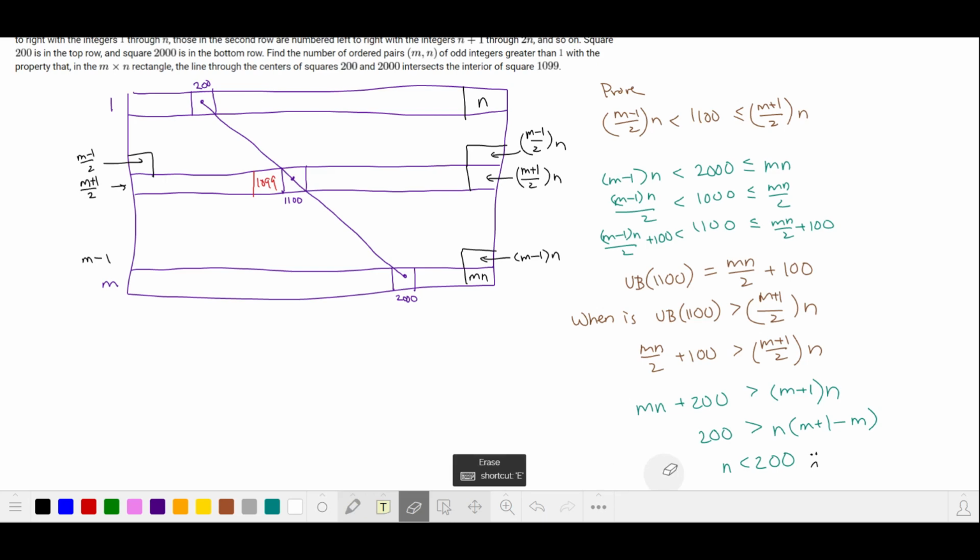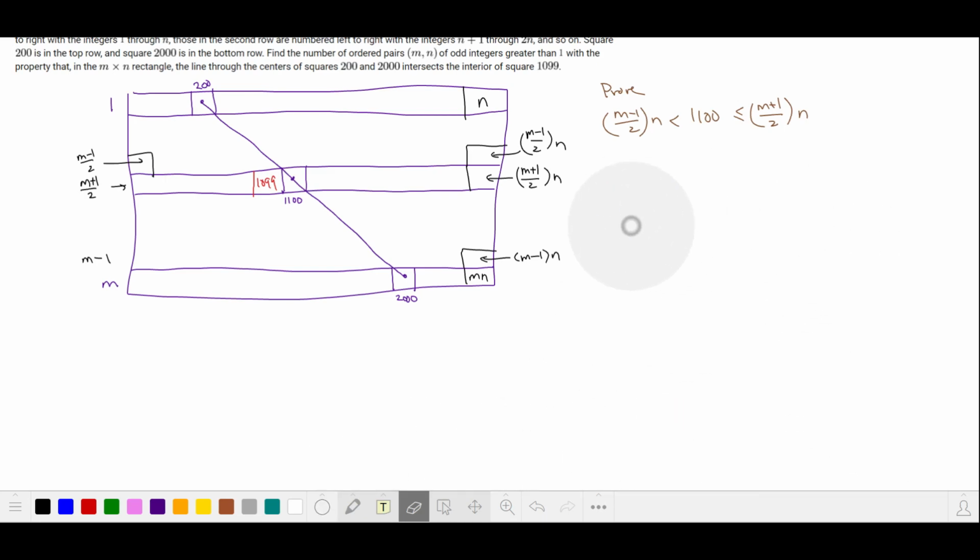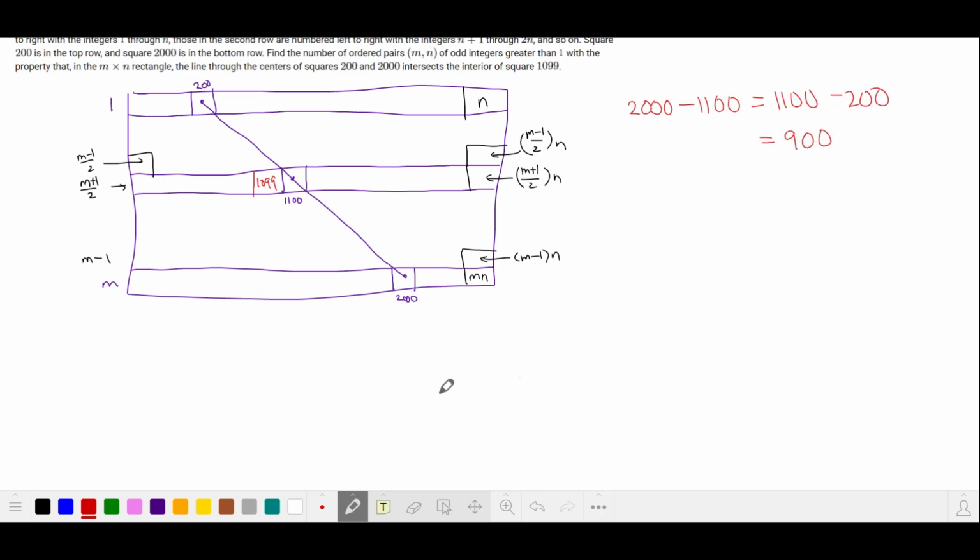I will leave it as an exercise to the viewer to show that it doesn't appear above the middle row, but it's the average, so it should be pretty intuitive that that is the case and not surprising. We also note that 2000 minus 1100 is the same thing as 1100 minus 200. That is, they are both a distance of 900 from each other horizontally, at least when the slope is equal to -1. They're always going to have an equal distance from each other. So there's symmetry in that respect as well.